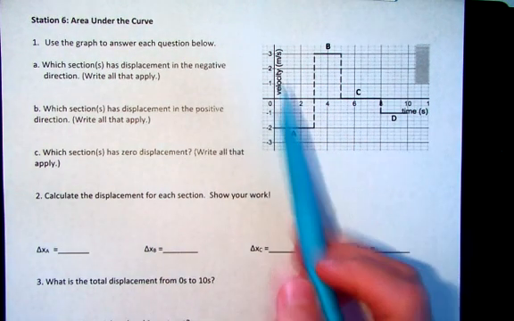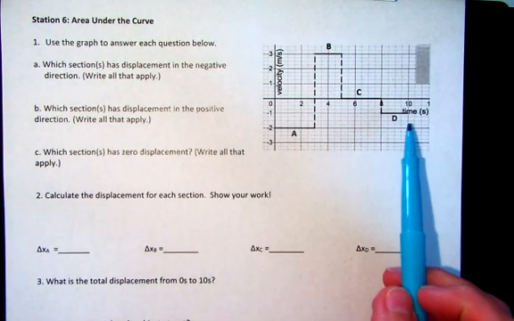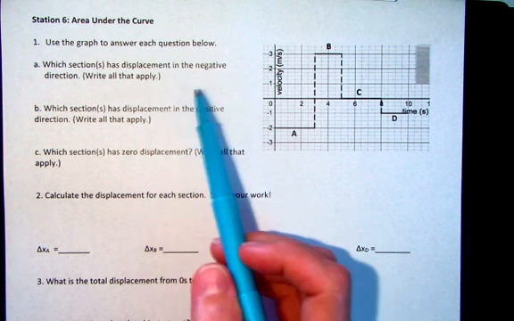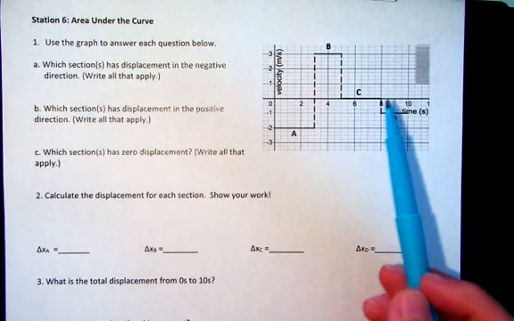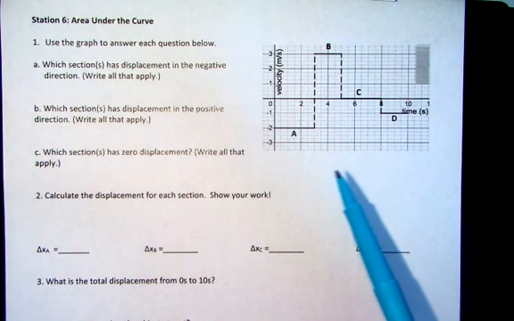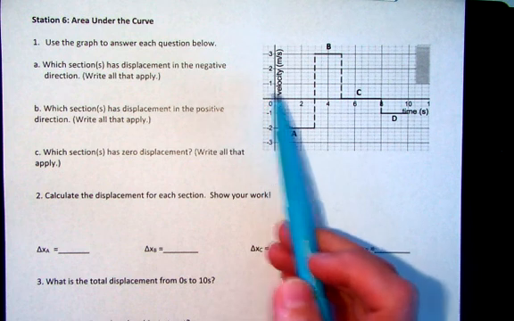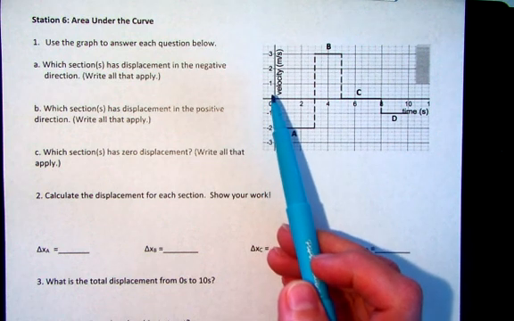Take a look at our graph. It's a velocity versus time graph, and we want to know when the displacement is in the negative direction. Now, if I have a velocity versus time graph, what this is giving me is the speed of my object and the direction it's moving in.